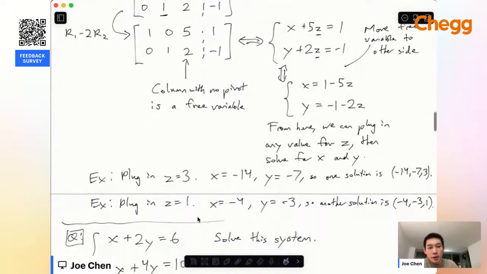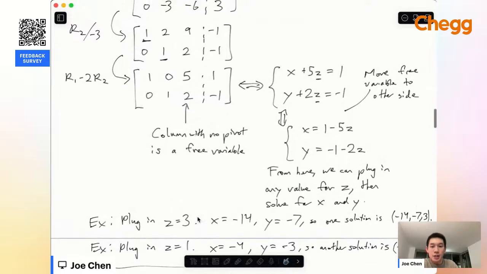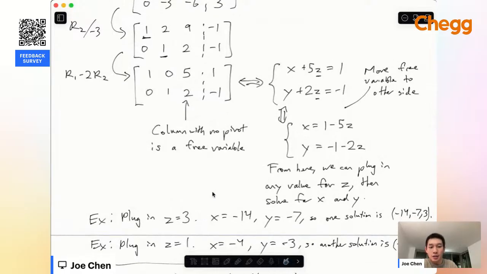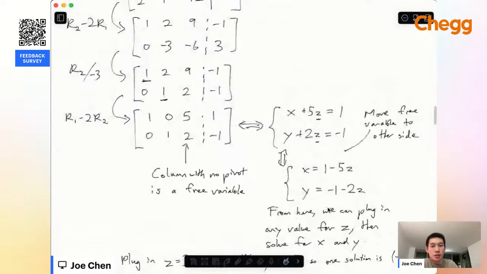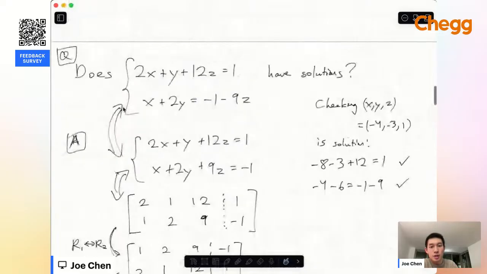And I really like what the person in chat mentioned, that you should, if you have the time, plug one of these solutions back into the original equation just to make sure you've done it right.